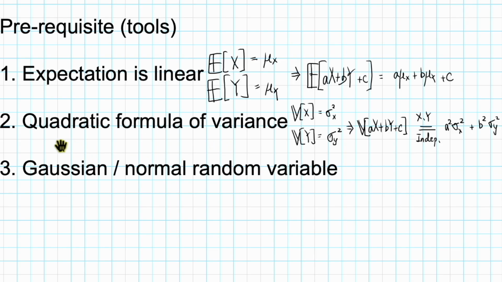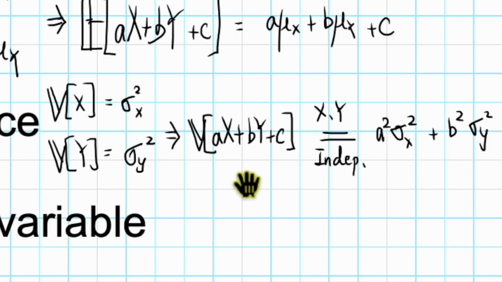The second thing is the quadratic formula for variance. Suppose I have random variables X and Y. The variance of X is sigma squared x. The variance of Y is sigma squared y. What's the variance of aX plus bY plus c? If X and Y are independent, it will be a squared sigma x squared plus b squared sigma y squared.